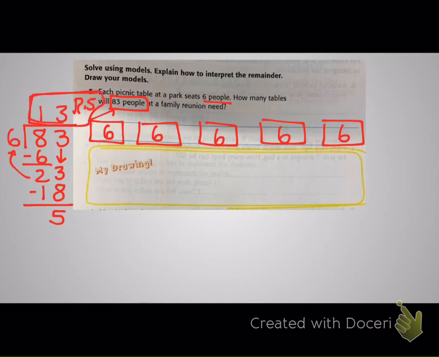So what does that mean? That means I'm going to be able to use 13 tables here, but I have these 5 people left over. Is this a case where we're just going to ignore the remainder? The 5 people from the family, we're going to say, nope, you can't come. No, of course we're not going to do that. This is a case where we're going to have to round up, like our number 1 there. Okay, we're going to have to round up.